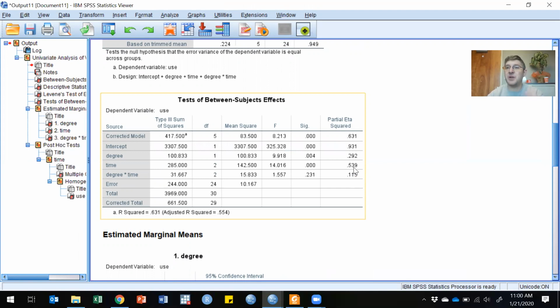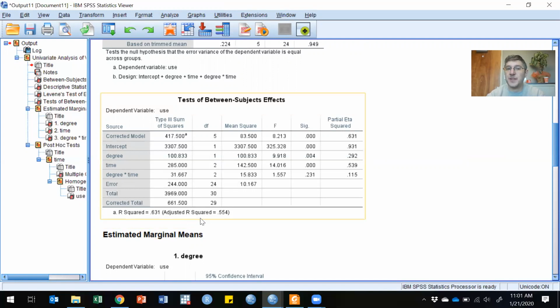Now remember, partial eta squared tends to give an overestimate of the variability. If you look in the factorial ANOVA notes, I give you how to calculate omega squared for these effects. You have to calculate it by hand, and it gives you these so you can get an idea of the amount of variance explained. It also gives you an overall variance explained for the entire model.